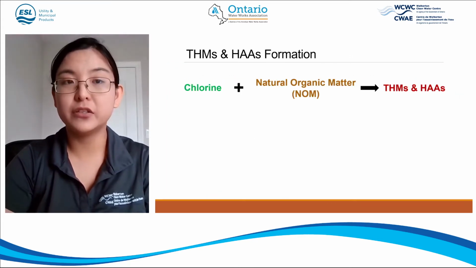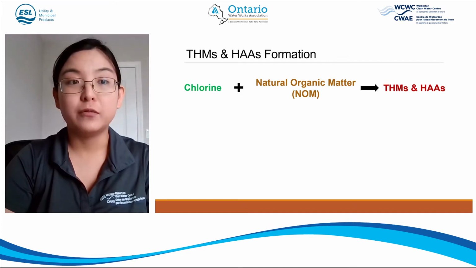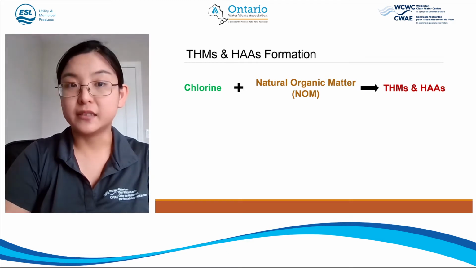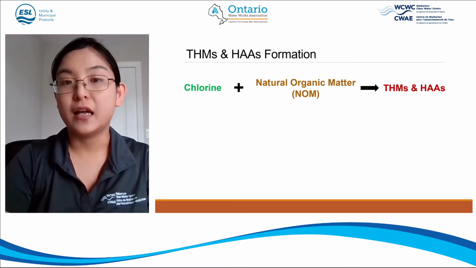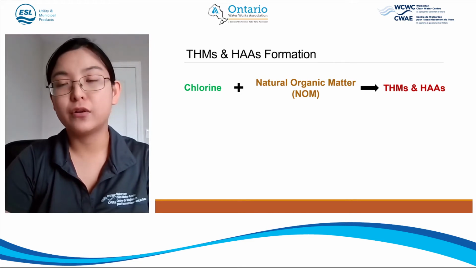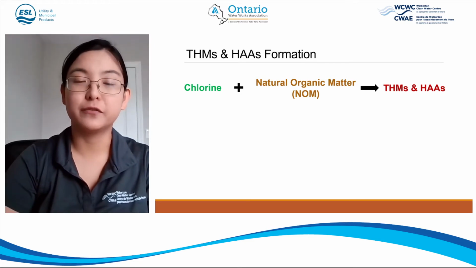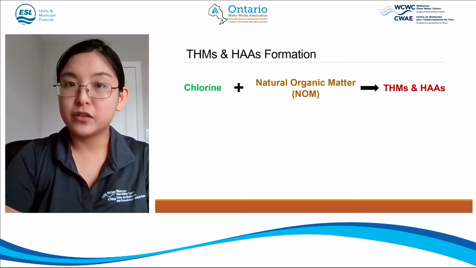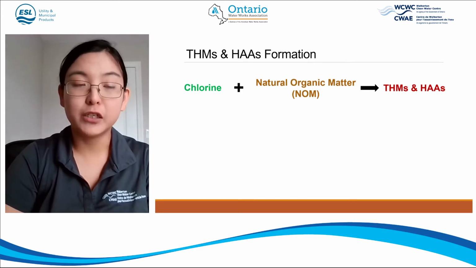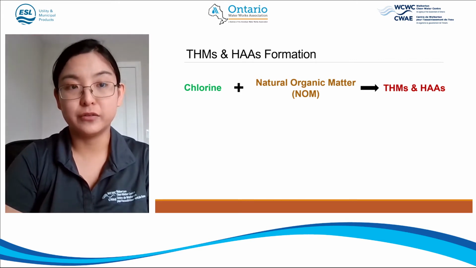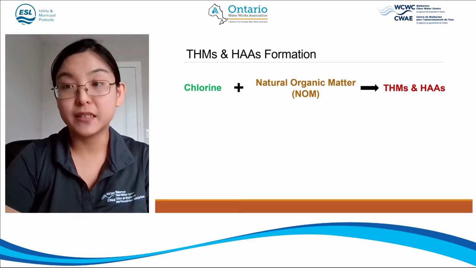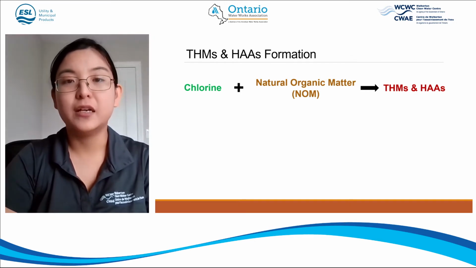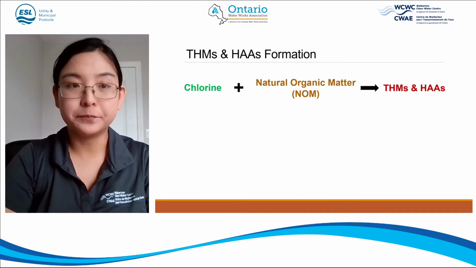So how do THM and HAA form? Whenever we dose chlorine to our water, the chlorine can react with natural organic matter, or NOM, and create THMs and HAAs. Chlorine is very widely used. We use it for primary and secondary disinfection. We also use it for zebra mussel control when we dose it to our raw water. And sometimes we use it to regenerate our greensand media for iron and manganese control. So whenever we dose chlorine to water, there's a chance of forming THMs and HAAs.